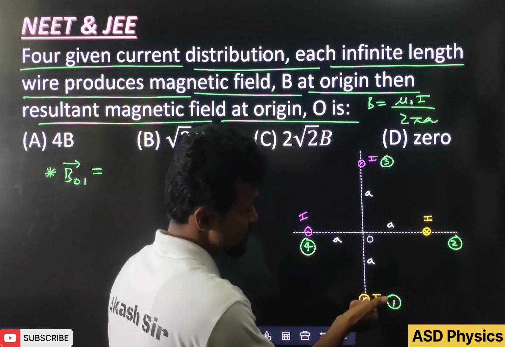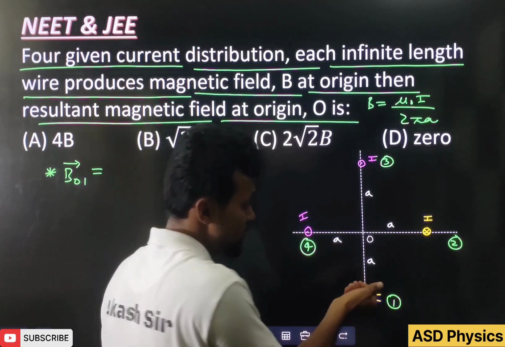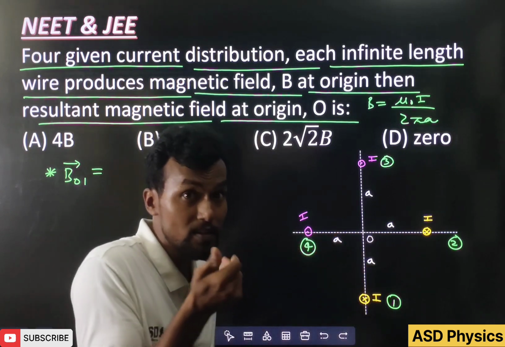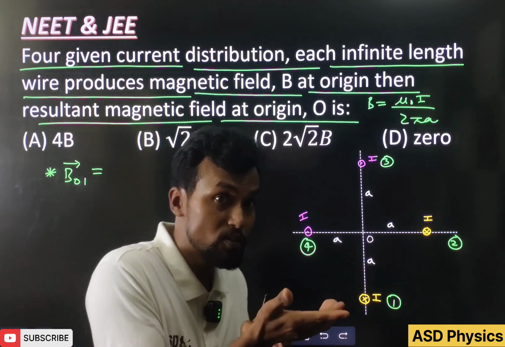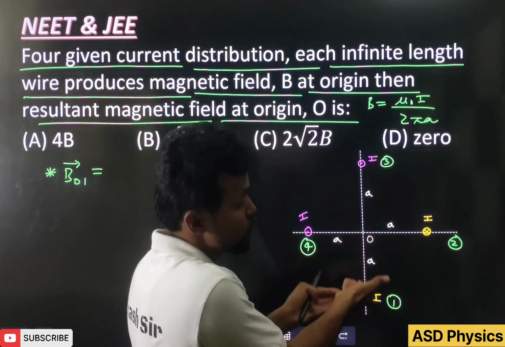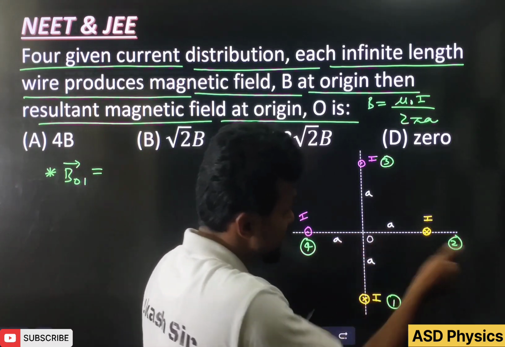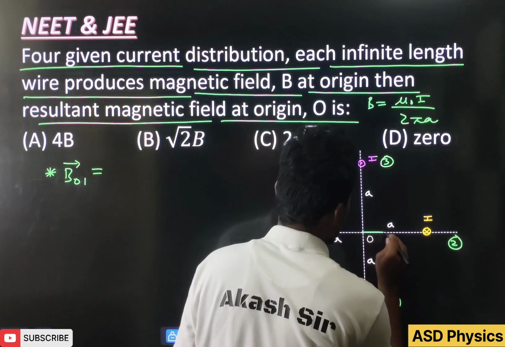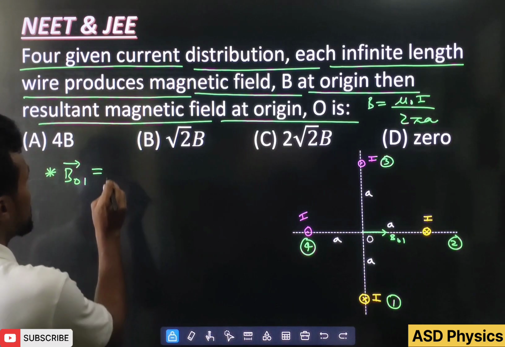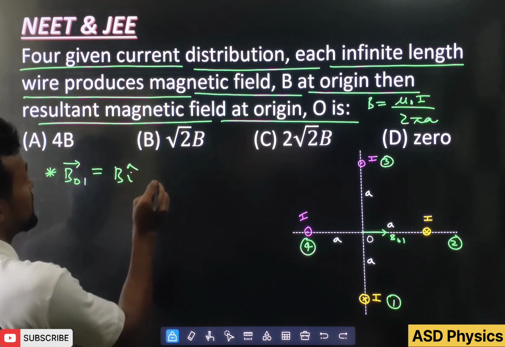See here, the current is coming inside. When the current is going inside, using the right hand palm rule, all the fingers are along the current, and the palm is towards the observation point. The thumb is going this side. That means the magnetic field is in this direction, B naught 1. So we can write here B I cap.